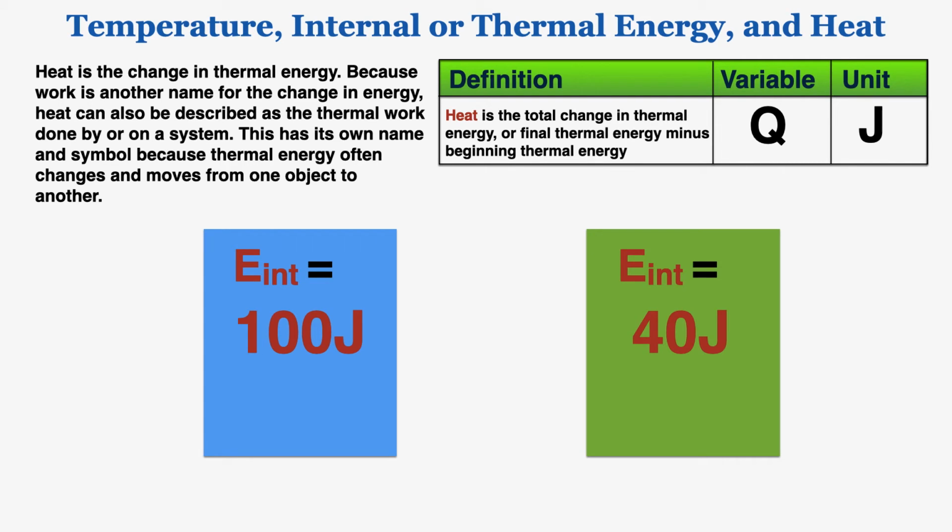As an example, if the blue object had 100 joules of internal energy and the green object had 40 joules of internal energy, and we imagine that we transferred 20 joules of energy from the blue object to the green object, the heat emitted by the blue object and gained by the green object would be 20 joules. And so the blue object would be reduced by 20 and the green would be increased by 20.